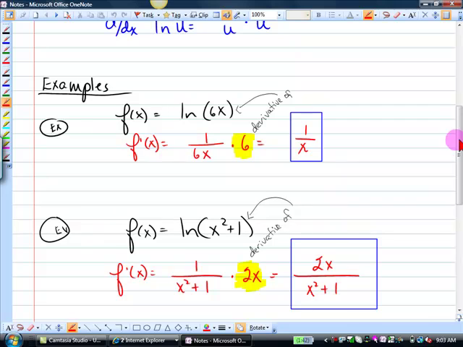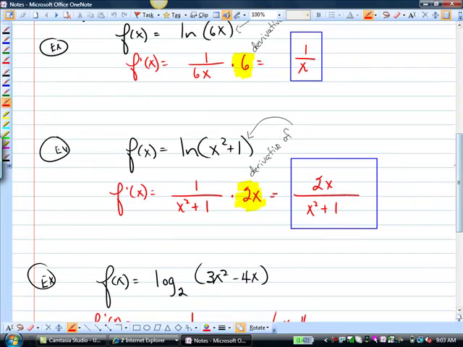All right, look at the next example. ln of x squared plus 1. You put 1 over the x squared plus 1, and then multiply it by the derivative of x squared plus 1, which is 2x. The 2x goes on top. Doesn't cancel out or anything, so you end up with 2x over x squared plus 1.